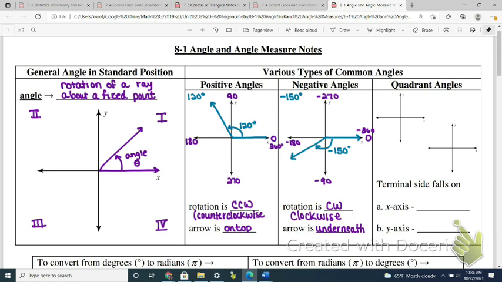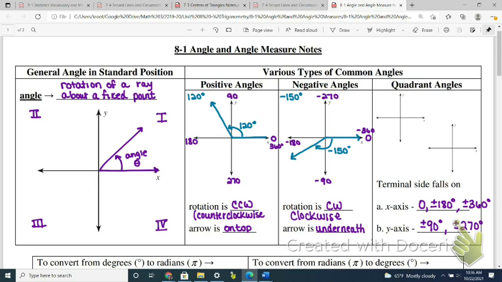Quadrant angles are simply the angles that lie on a quadrant line. So we have 3 angles that lie on the x-axis. That is 0, positive or negative 180 degrees, and positive or negative 360 degrees. The y-axis are positive or negative 90 degrees or 270.